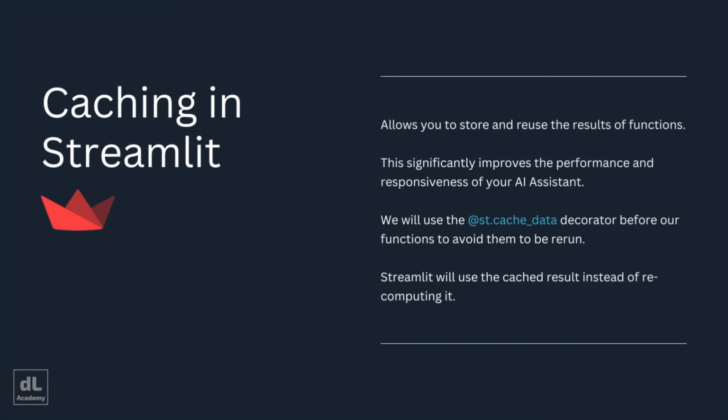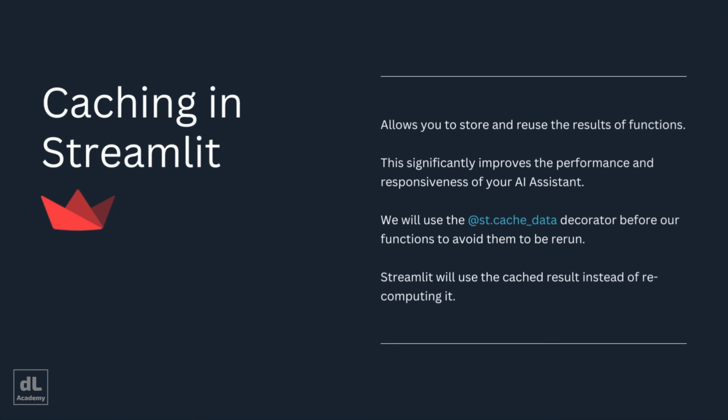We can sort this issue using caching in Streamlit. Caching is an important feature that allows you to store and reuse the results of computationally expensive functions, which improves the performance and responsiveness of our AI assistant. We're going to use the cache decorator to make sure that the functions are not run again and again, and we avoid the app running everything again. So one thing appears after another.